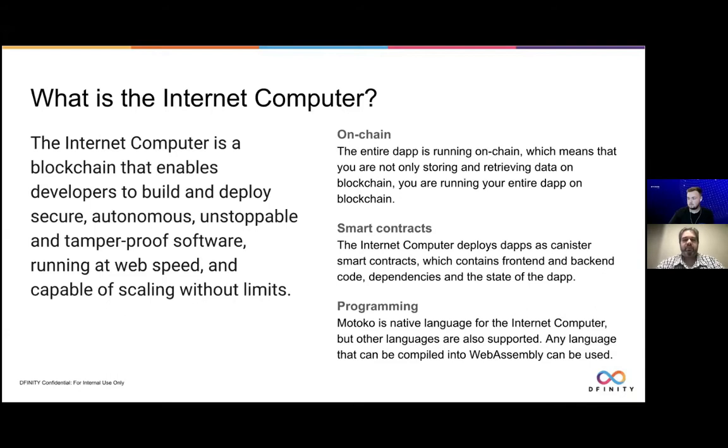We have a concept we call canister smart contracts. And what a canister is, it's really a component that encapsulates both the front end, the back end code, the dependencies that are needed to run the application, and the state of the dApp. And finally, Motoko, which I'll be using today, is a native language for the Internet Computer. But if you have a preference towards other languages, you can use that as well, as long as it can be compiled to WebAssembly, you should be okay.